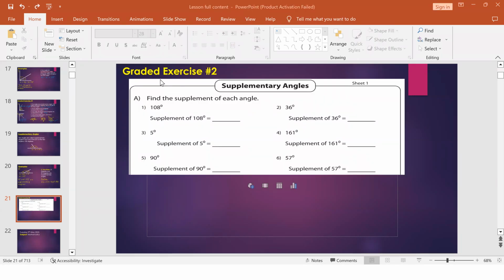So for this one, it says find the supplementary angle. So find the supplement of each angle. If we have 108, what is the supplement of 108? If we have 36, what is the supplement of 36? If we have 5 degrees, what is the supplement of 5 degrees? What is the supplement of 90, 57, and so on? So they give you an angle and they want you to find what would be the supplement to that angle.